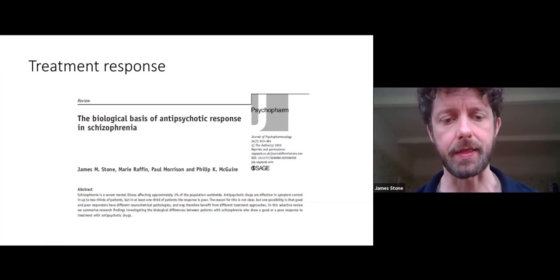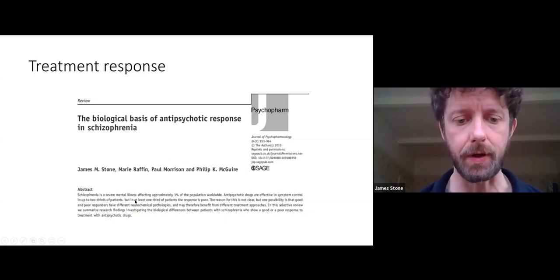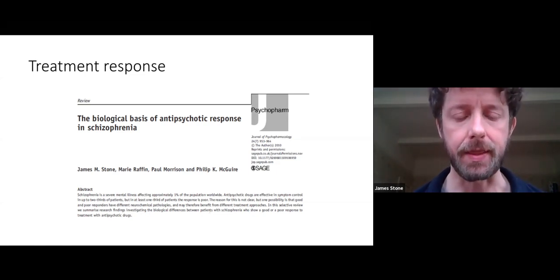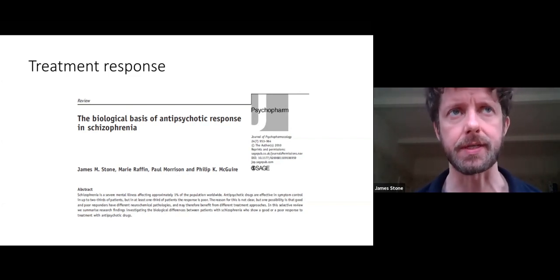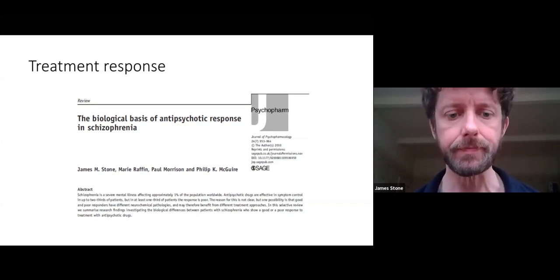But there's obviously this growing evidence that the glutamate system might be involved. What I was suggesting was that there might be subtypes of patients with schizophrenia, where some of them might have more of a dopaminergic basis to their illness, and others might have more of a glutamatergic basis. And those with a glutamatergic basis might be less likely to respond to conventional antipsychotic drugs.